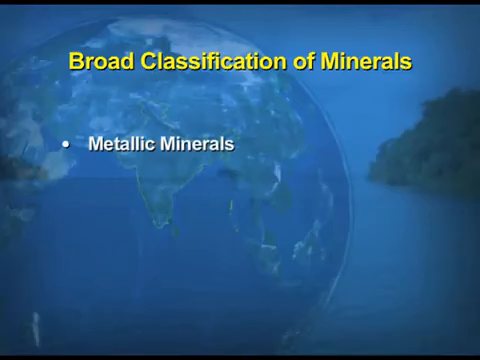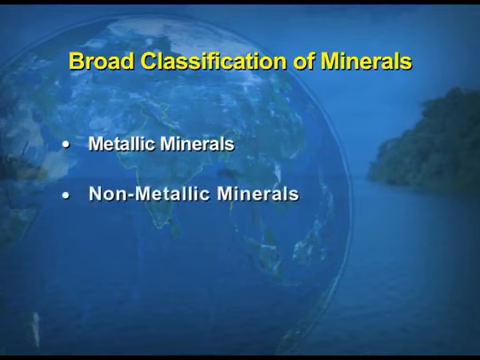Now, there is a broad classification of the minerals. Minerals are basically divided into two types. One, metallic minerals, another is non-metallic minerals. As the name sounds, metallic means the minerals with metal content, maybe gold, silver, iron, copper, and non-metallic means those which do not have metallic content.